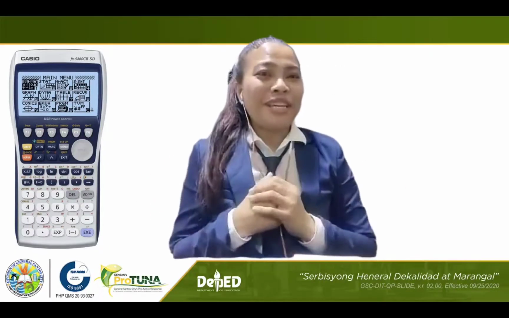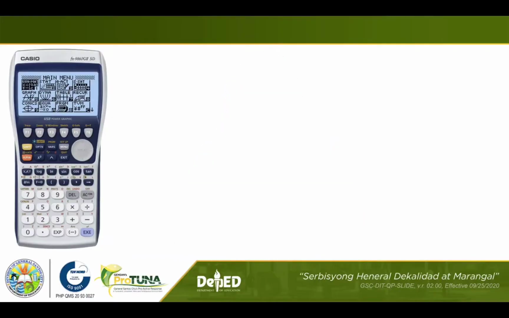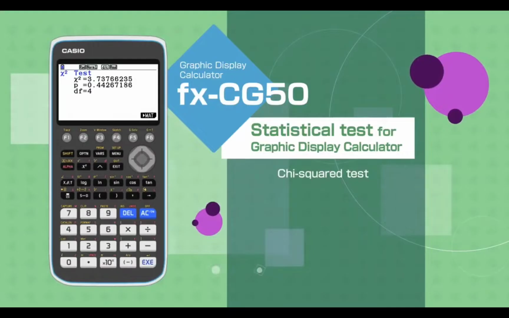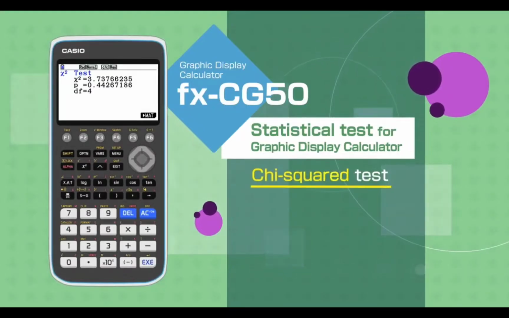We are now ready for the next example. Statistical test for graphic display calculator. Chi-squared test.